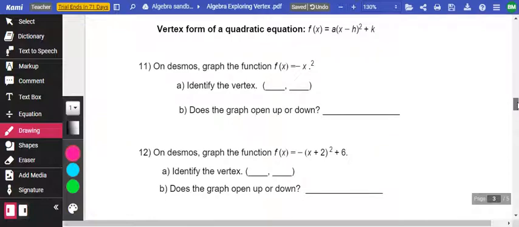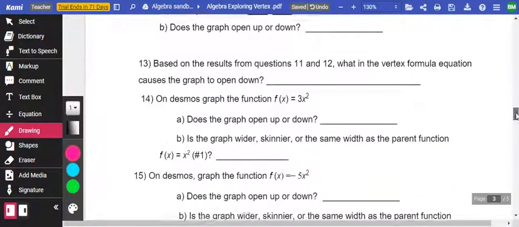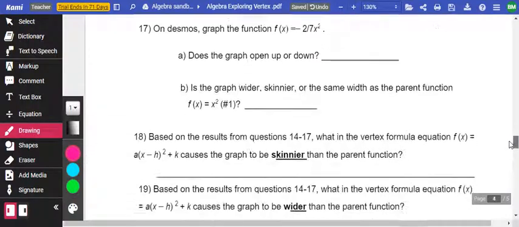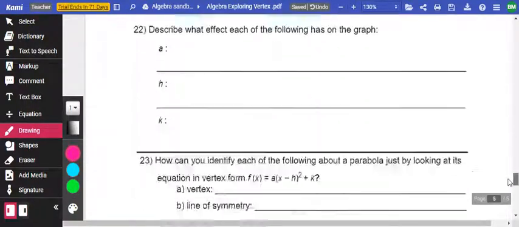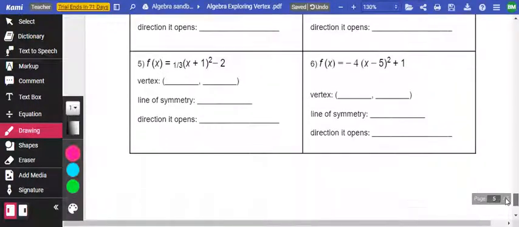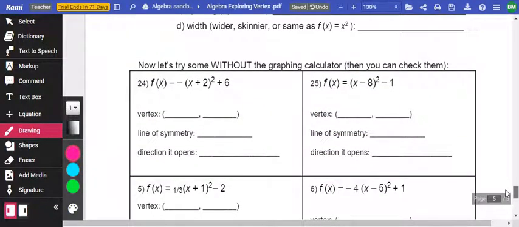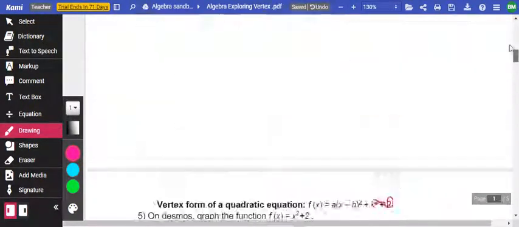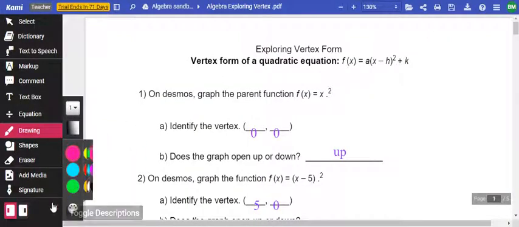And then we are going to do the same thing, but we are going to change what is in front. And think about skinnier and wider. And this is just an exploration. And then we're going to do these without the graphing calculator to see if we've got it and then check it with it. So that is exploring vertex form.